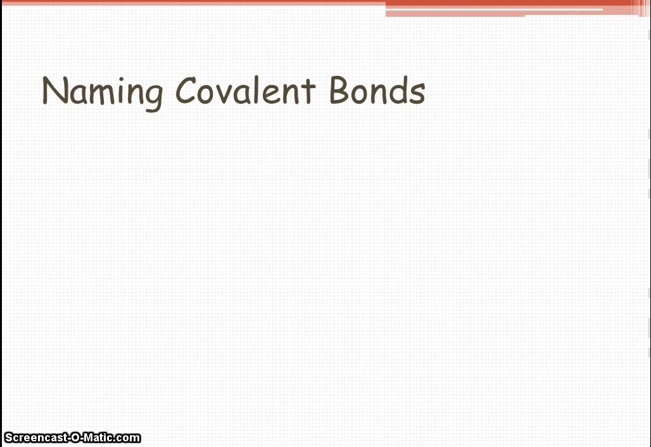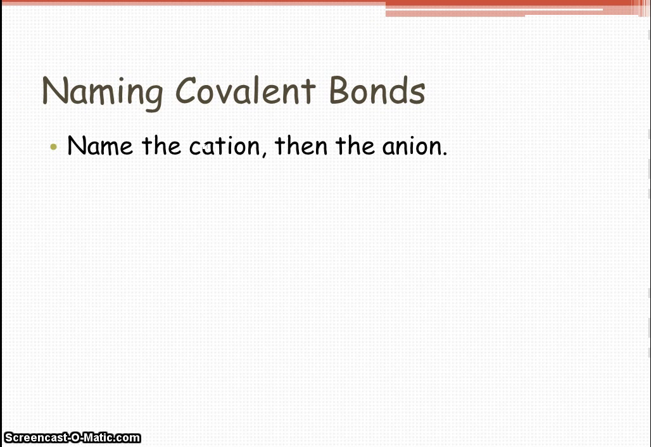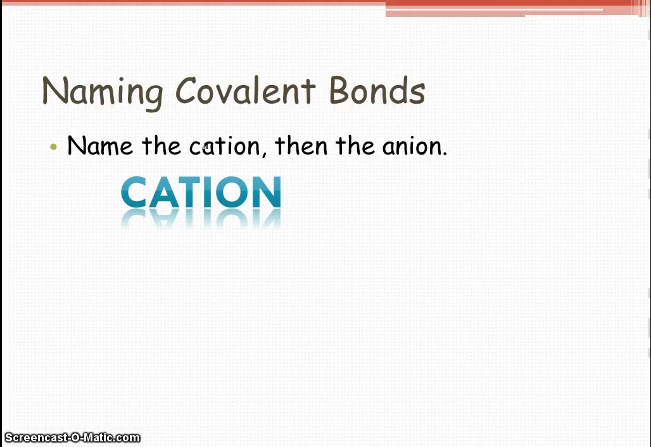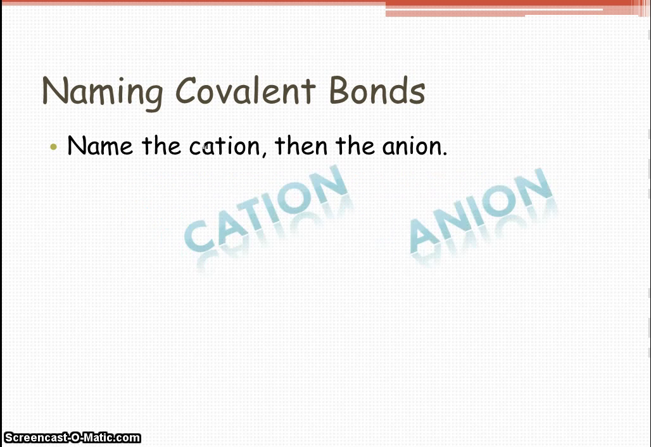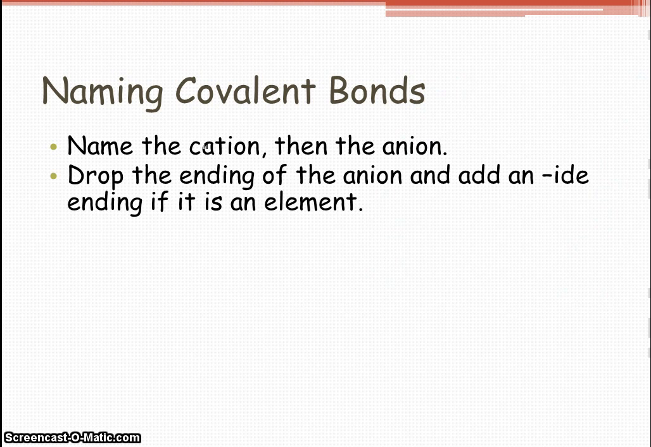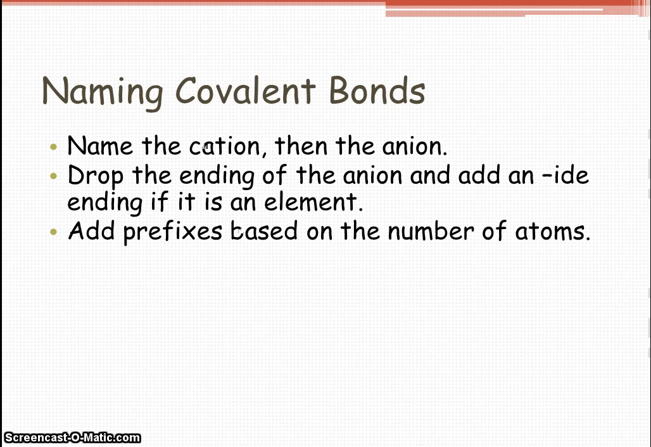Naming covalent bonds. First, you name the cation, then the anion, just like we did in our ionic compounds. So we name the cation, and then we name the anion. But when you name the anion, you have to drop the ending and add ide if it is an element. And you need to add prefixes based on the number of atoms. And we're going to go over shortly what the different prefixes are.